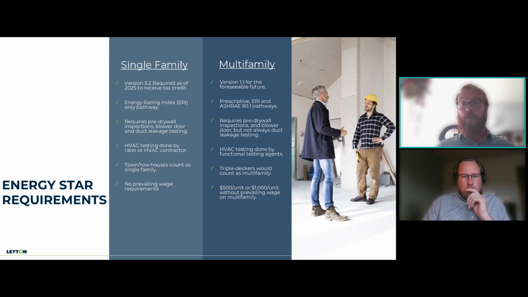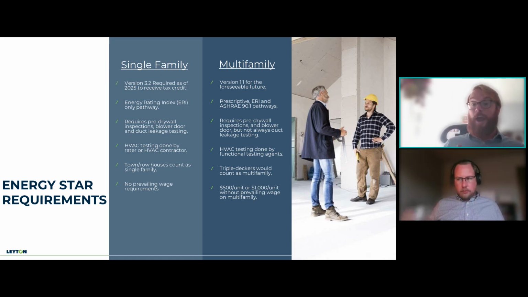That takes the whole building into account when energy modeling. It also requires a pre-drywall inspection, and it does require blower door testing. It doesn't always require duct leakage testing, depending on how the HVAC systems are interconnected or not interconnected. So it's a little bit of a different process. Similarly, HVAC testing has to be done by what the EPA calls a functional testing agent, which can be a professional engineer, a professional mechanical engineer, or somebody with certain high-level HVAC credentials.